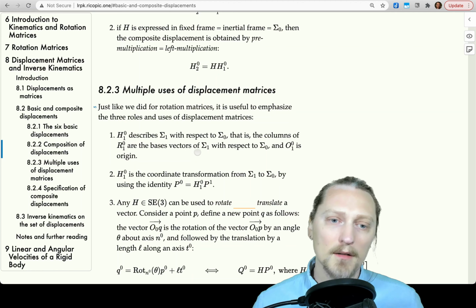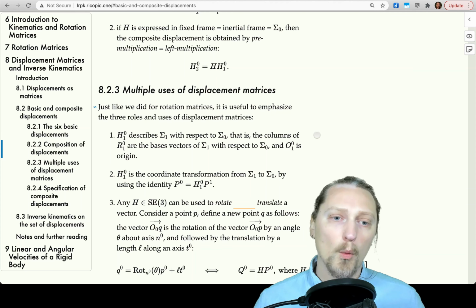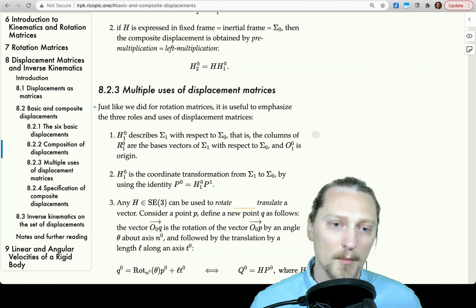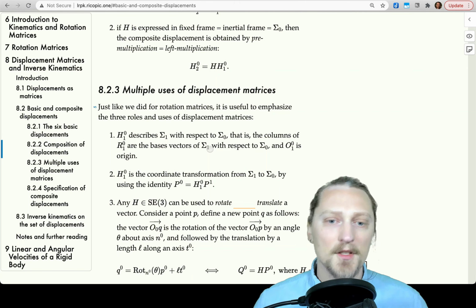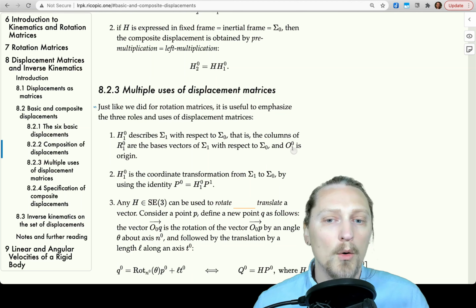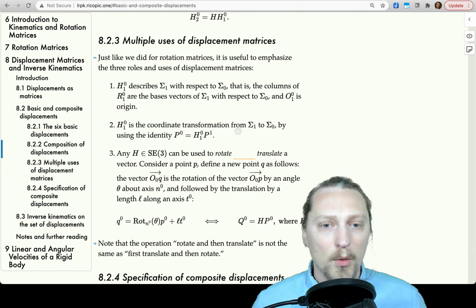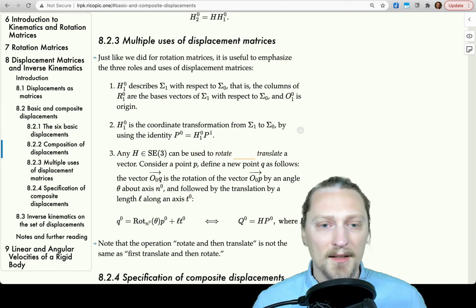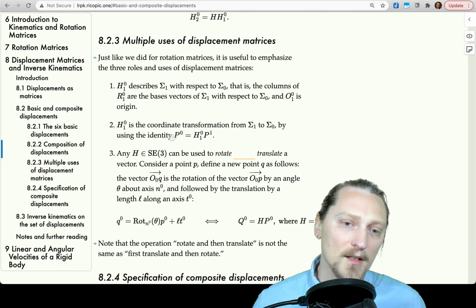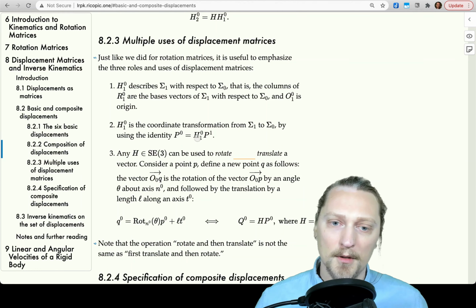1. H1,0 describes sigma 1 with respect to sigma 0. That is, the columns of R1,0, the rotation matrix, the block matrix in the upper left, are the basis vectors of sigma 1 with respect to sigma 0, and O1,0 is the origin. 2. H1,0 is the coordinate transformation from sigma 1 to sigma 0. By using the identity P0, remember this is the homogeneous representation of P, P0 is equal to H1,0 times P1.